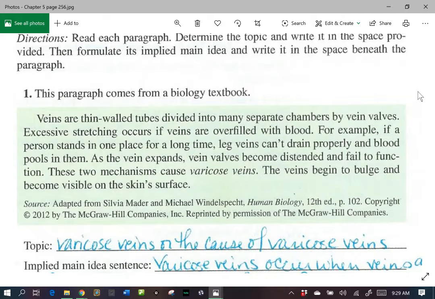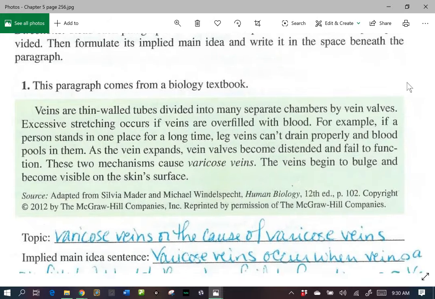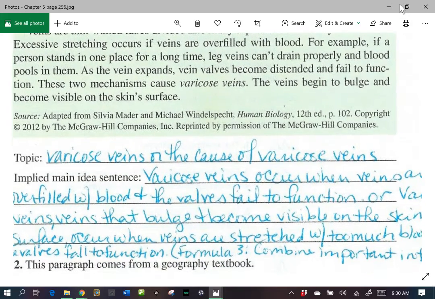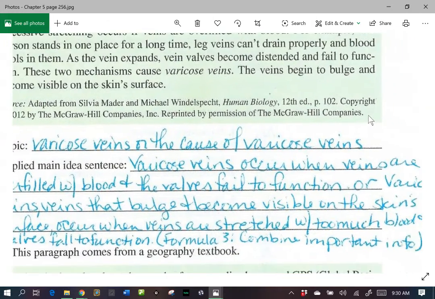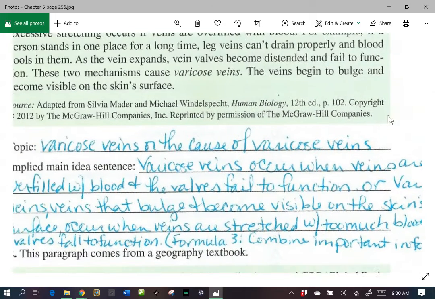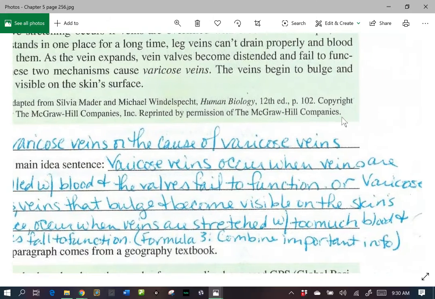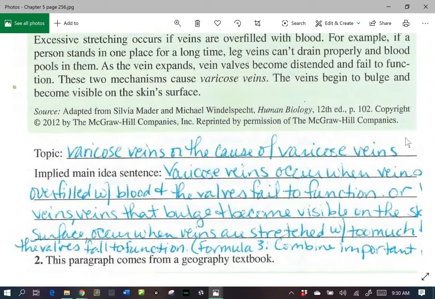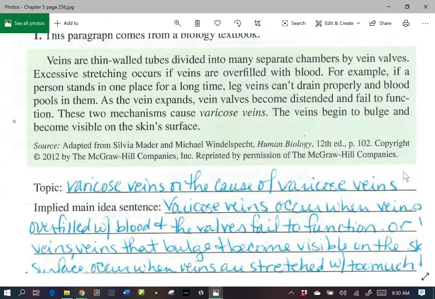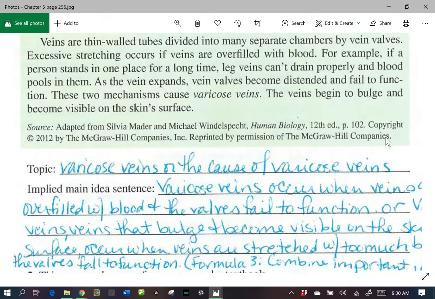All right, and with this sentence, we're going to have to use formula 3 to create the implied main idea. So we need to look at what they're trying to tell us about varicose veins. And so here's a way that we could do this down here. So varicose veins occur when veins are overfilled with blood and the veins fail to function. Or varicose veins are veins that bulge and become visible on the skin surface, occur when veins are stretched with too much blood and the valves fail to function. Okay, so here it's kind of like formula 2 and formula 3, where you have to put together multiple ideas here to formulate that implied main idea.